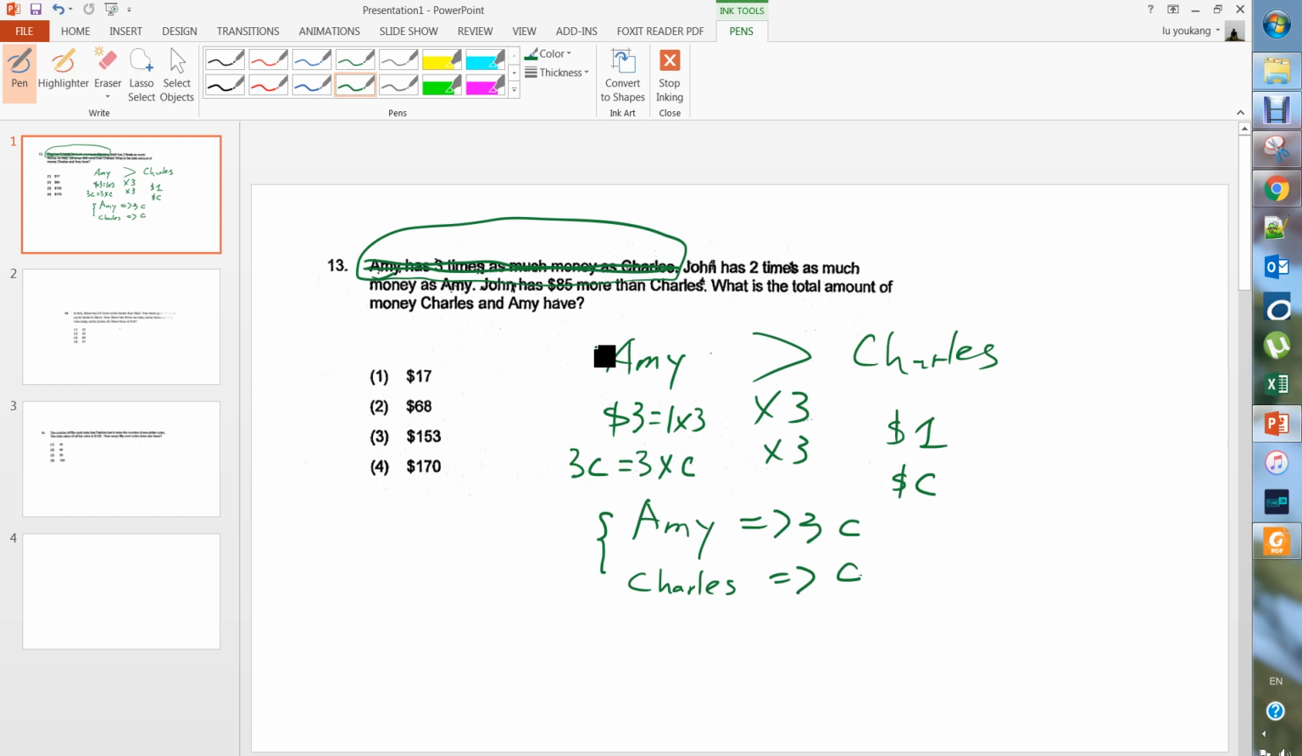It says John has two times as much as Amy. John and Amy, who's more? John has two times as much, so John is more. Let's say if Amy is 1, two times, John has 2. How do you get 2? 1 times 2. So how much Amy actually has? Look, point. 3C. Use your finger. Very good.